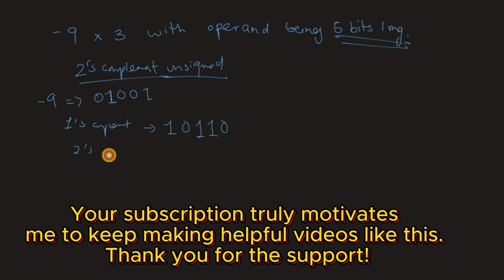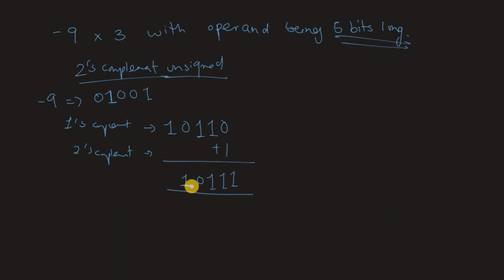Now for 2's complement, we're simply going to add 1 to the 1's complement. Adding 1, we have 1 1 1 0 1. So this is our answer in 5 bits for negative 9, negative 9 in 2's complement. Why did we convert it to 2's complement? Because it was a negative number, and we need to convert it into 2's complement before multiplying.